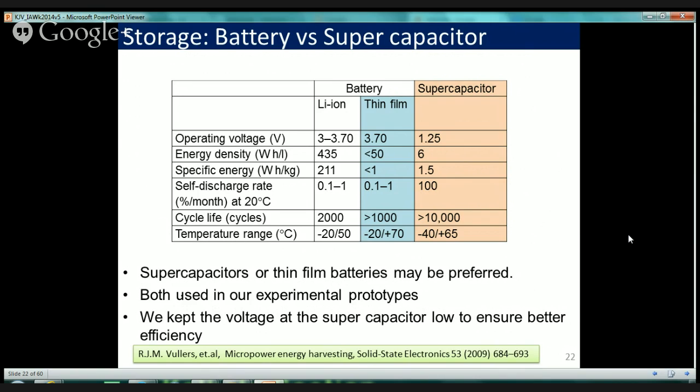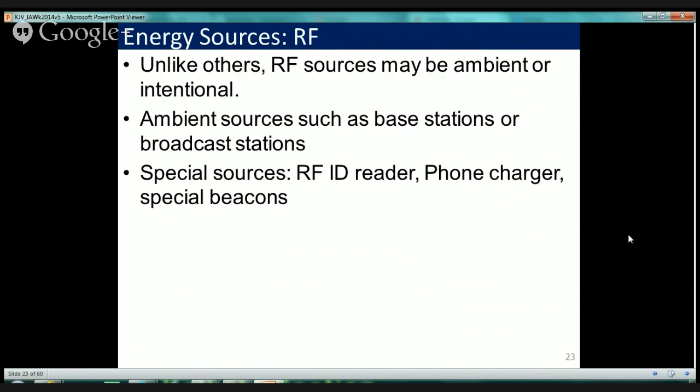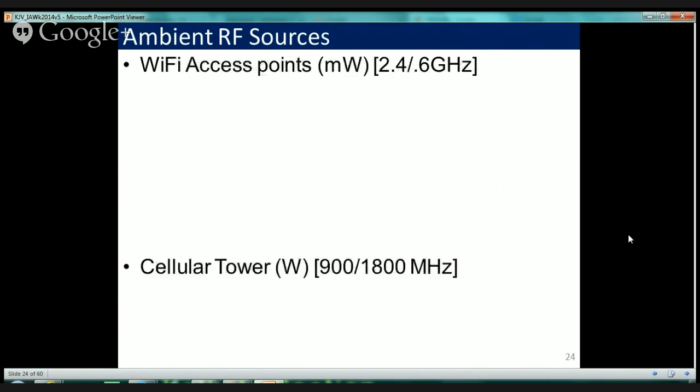Another reason for probably considering RF would be that we could harvest the RF either coming from the ambient sources, which could be GSM or WiMAX or some of the others. We also can have exclusive sources such as an RFID reader, which could basically pump out the energy to energize these harvesters. These are some of the listing of the ambient RF sources that have been looked at.